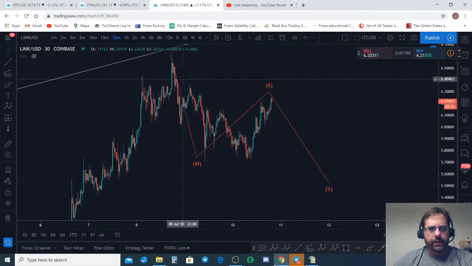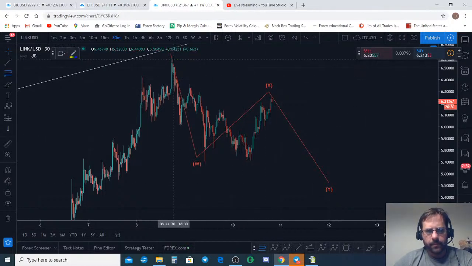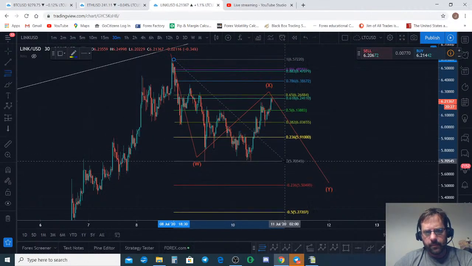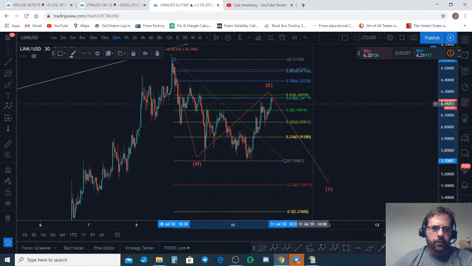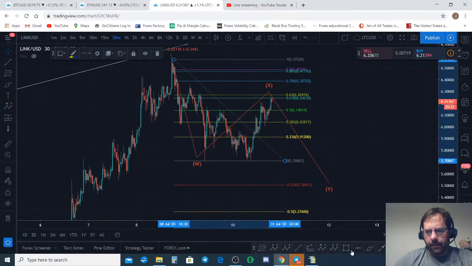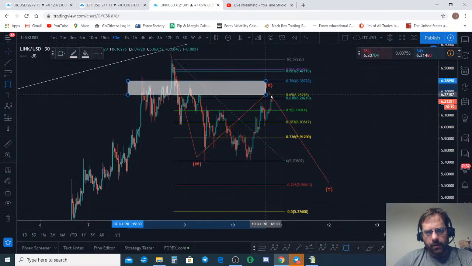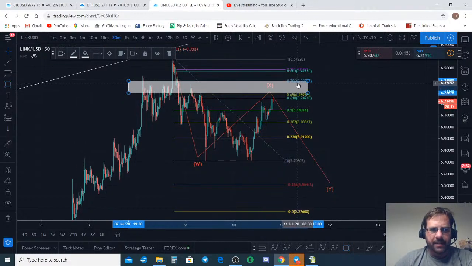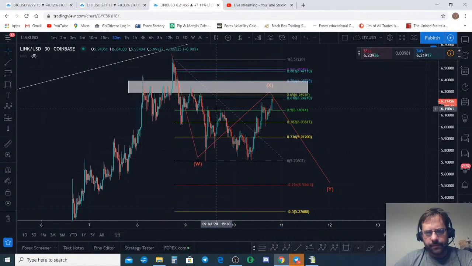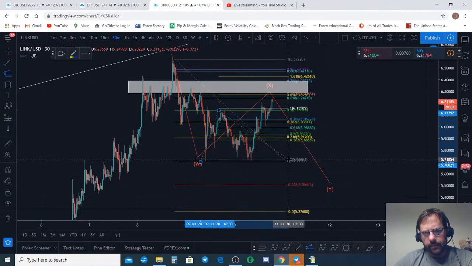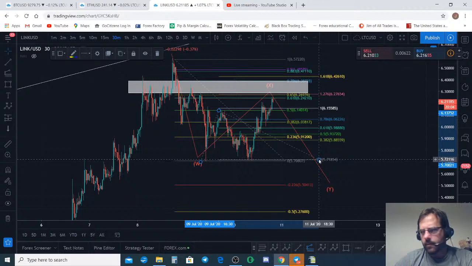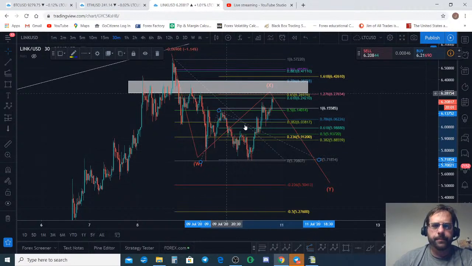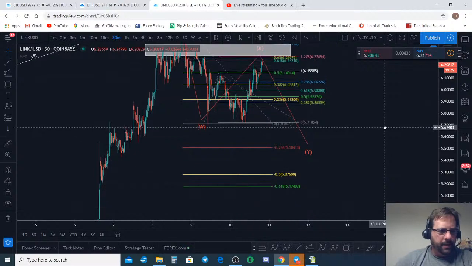Let's see what retrace it came to. Yeah, it's in the golden zone right now. A lot of confluence right here in this zone. So it might come up to the 786 yet. Let's wait and see how that plays out. Depends on Bitcoin. Just give me a minute. So Link, that's my analysis for Link there.